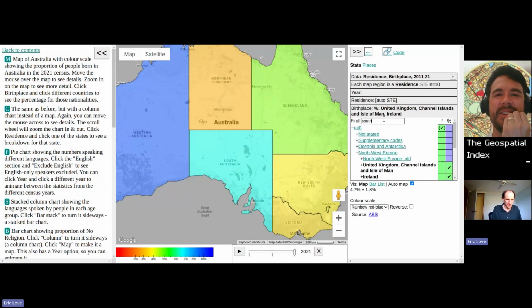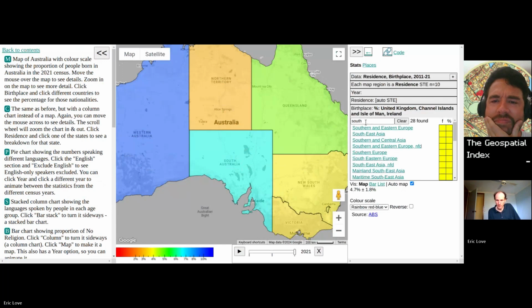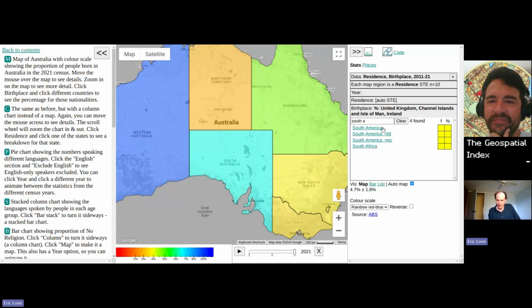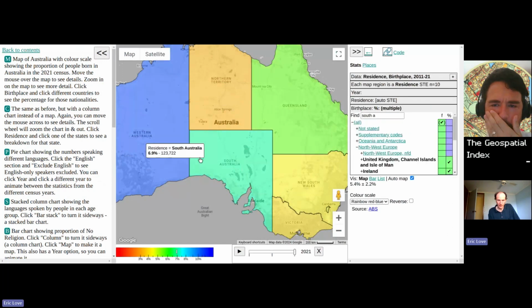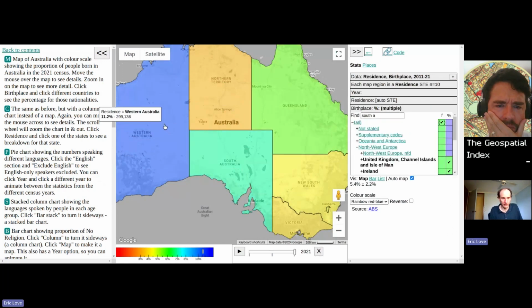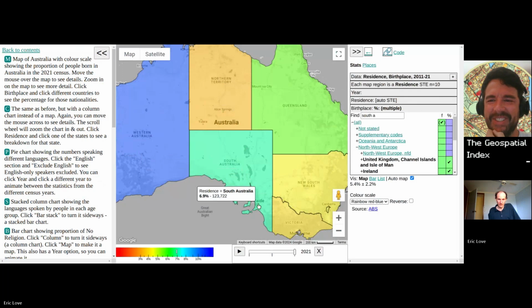Interesting. I want to add in the South Africans, because I know there's a lot of South Africans in Western Australia. So I add that in there, and now that's 11.2% of Western Australia were born in UK, Ireland, South Africa. Fascinating. So you've got two colored columns over there on the right with F and a percentage.